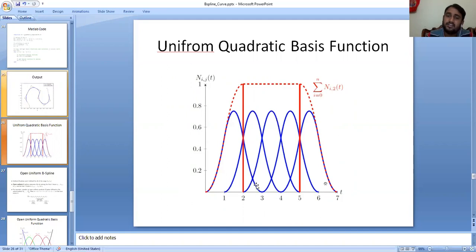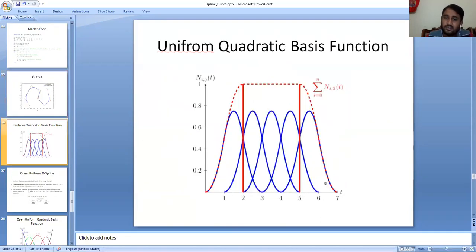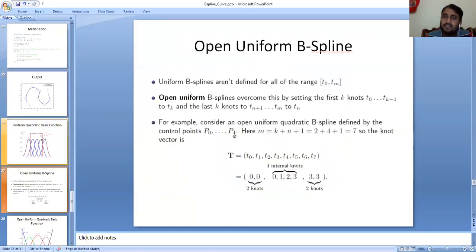curves have the contribution in the section 2 to 5. From 0 to 2 and 5 to 7, there is no contribution from all the curves. So the B-spline takes only these into the picture. It will neglect all these other parts. So we are getting such output. In order to overcome this, we will use the open uniform B-spline.